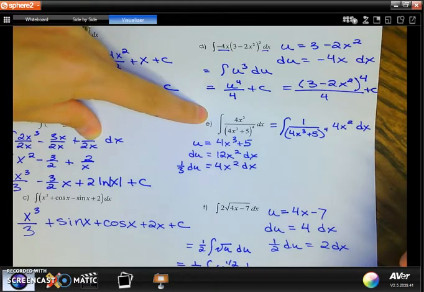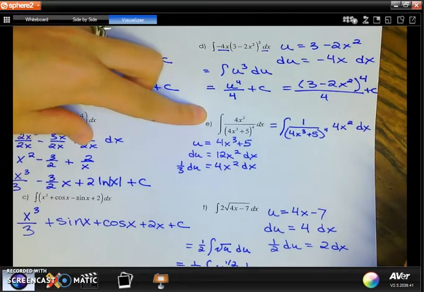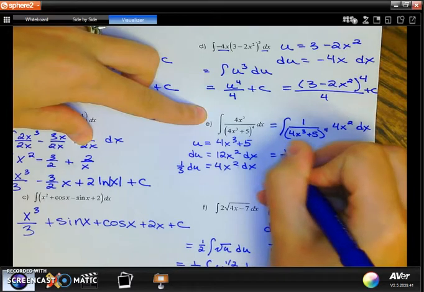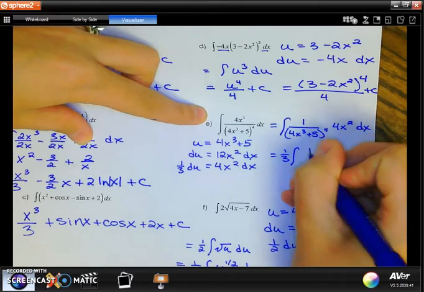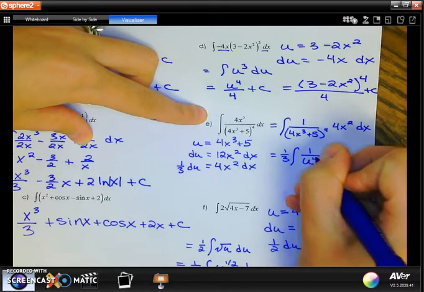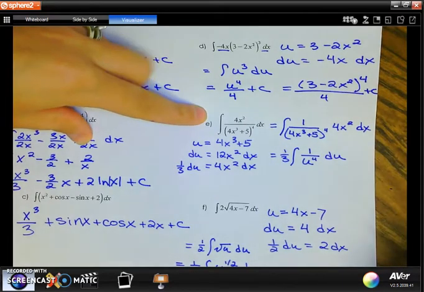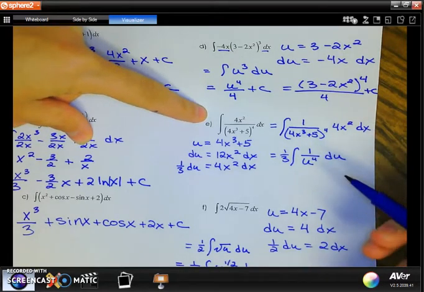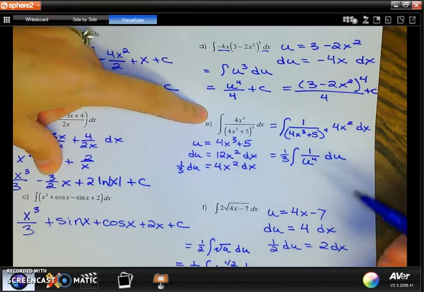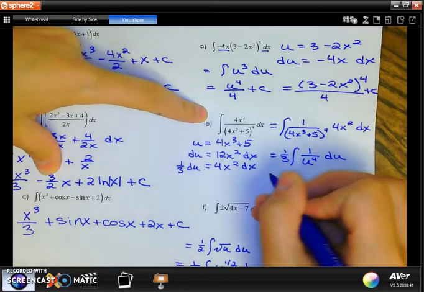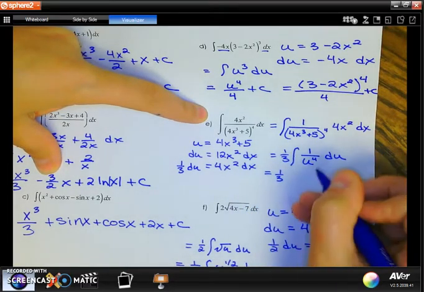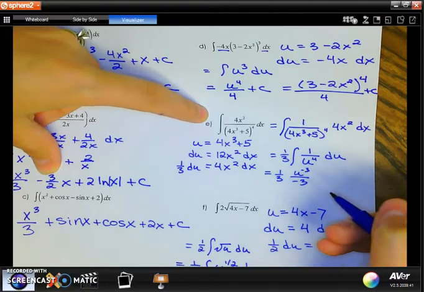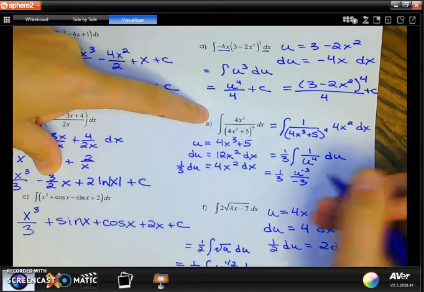So now I'm able to integrate. When I integrate, I like to pull the 1/3 out front. So this is now equivalent to 1/3 times the integral of 1 over u to the 4th du. Now I'm going to take this u to the 4th and bring it up to the numerator, so it would be a negative 4. From there, I'm going to add 1 to the exponent and divide, so that would make it a negative 3, divided by this, and don't forget your plus c.